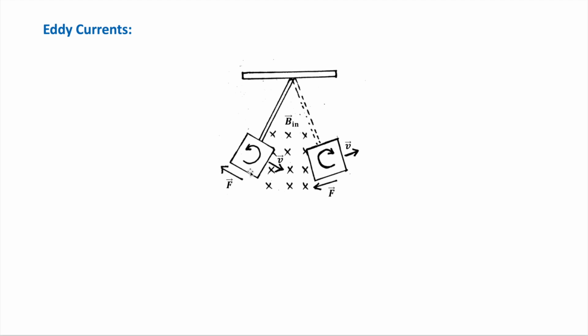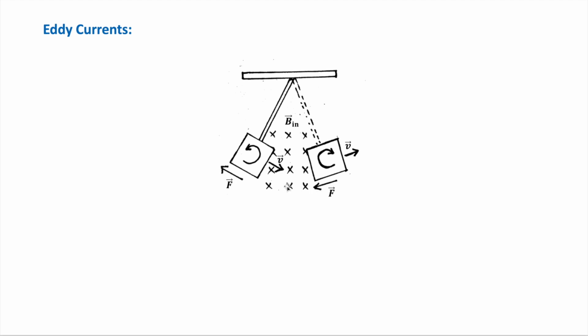Also, these eddy currents create their own magnetic field, producing effective magnetic poles on the plate that are repelled by the poles of the external magnet. And this repulsion force opposes the motion of the pendulum. As you can see here, this force is opposite to the motion.